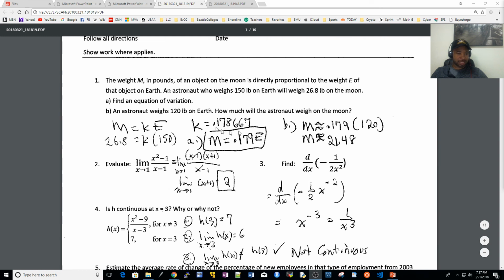So you had to find your K, but how do you get the K? Well, you use one of the points. Use what you're given to find your K. So here's your original equation. You're plugging in the weight of the moon and the Earth, and then you're using your algebra to solve for your K, and you plug that into your formula. And now, based on your equation, how do you get the astronaut's weight? Well, you just plug the weight of the Earth into your variation formula, and that will give you the weight of the moon once you multiply it by your K. So it varies directly, so it's just a multiplication of the K.